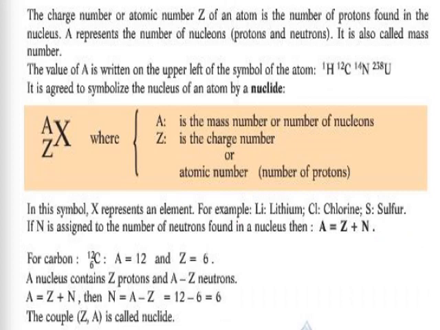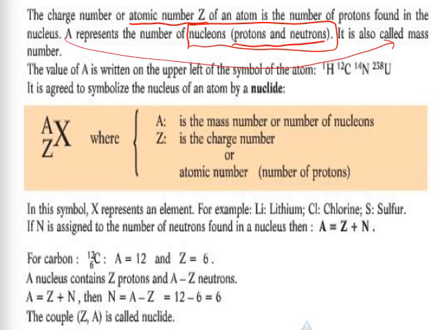The charge number or the atomic number: Z represents the atomic number, which is the number of protons found in the nucleus. A represents the number of nucleons. What are the nucleons? They are the particles found in the nucleus. They are protons and neutrons. A is also called the mass number.